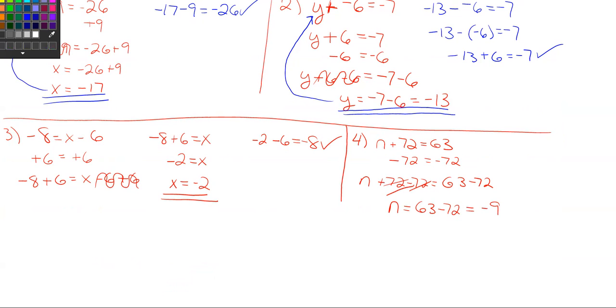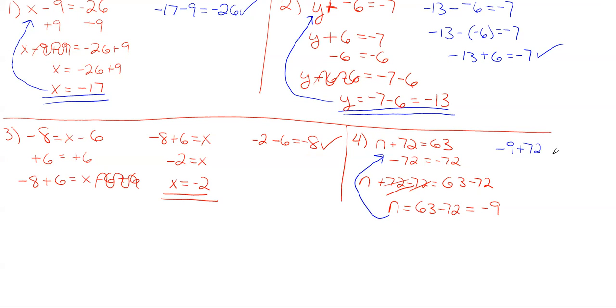And finally, what we're going to do is we're going to plug that back in for n up here. And we have minus 9 plus 72. And that does, in fact, give us 63. So I know that my final answer of n equals minus 9 is the correct one. And that's how you solve these problems.